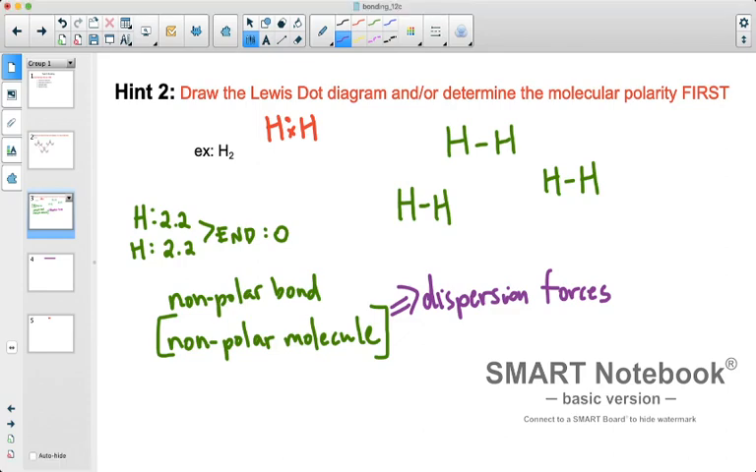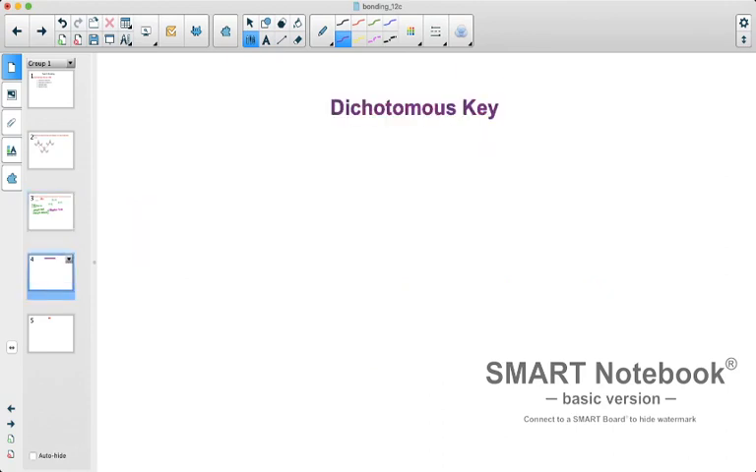Now, the last thing that I could give you to guide you is a dichotomous key. We tend to use dichotomous keys more in biology. I created one here for you to help you with intermolecular forces. Dichotomous generally means divided into 2. And a dichotomous key is really just a tool that asks a series of yes and no questions. And by having these specific yes and no questions, it leads me to the identity of what I want to know. And in our case, it leads me to which intermolecular force to use.